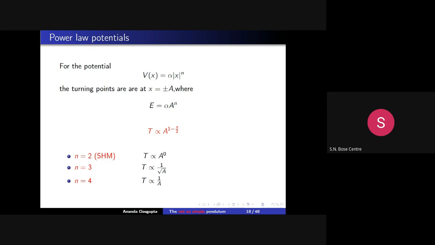Can anybody tell me what kind of potential will produce a time period which goes as 1 over square root of E, where E is the energy?